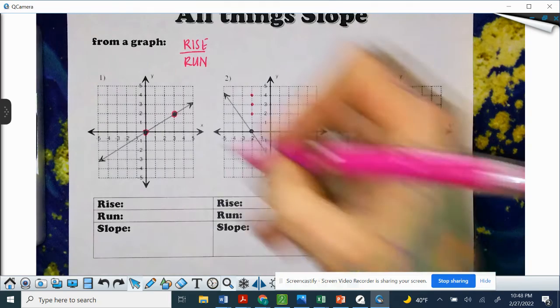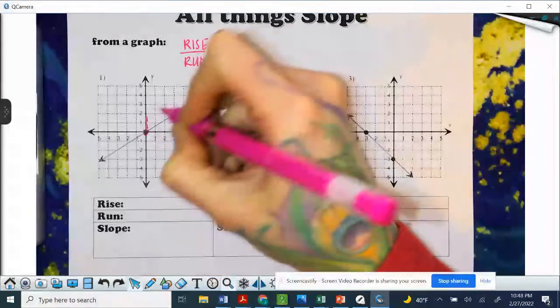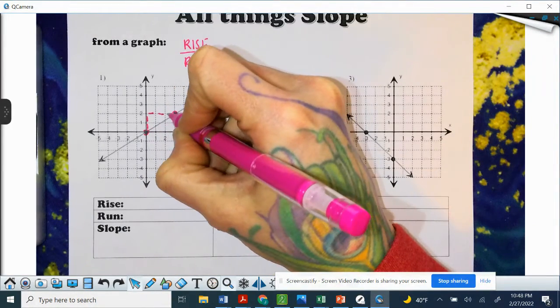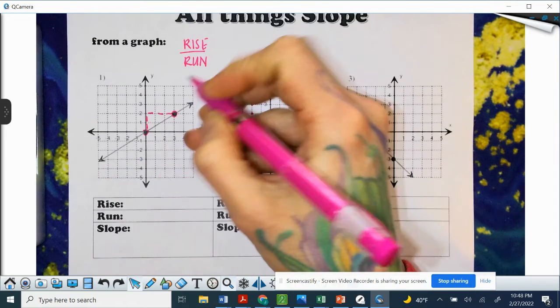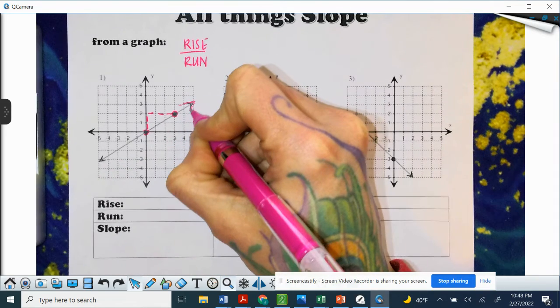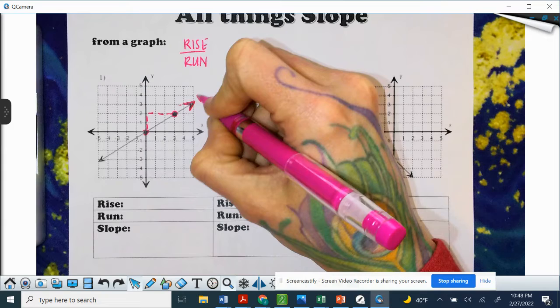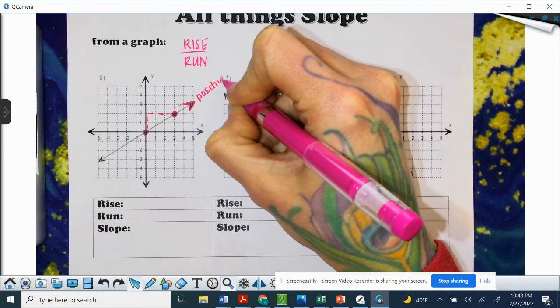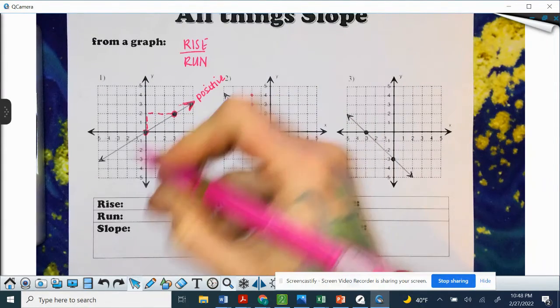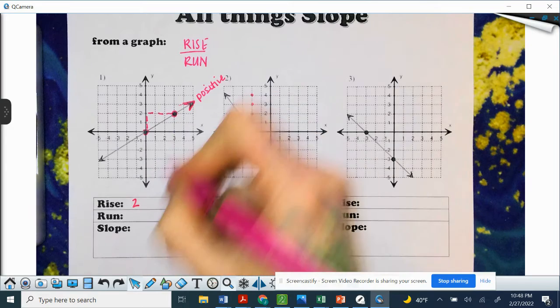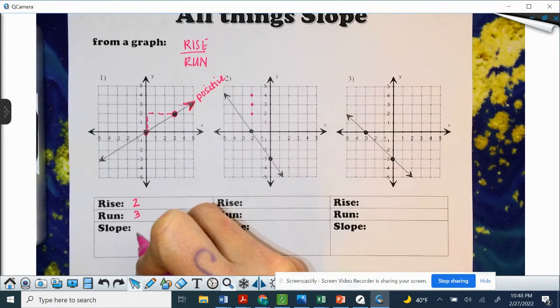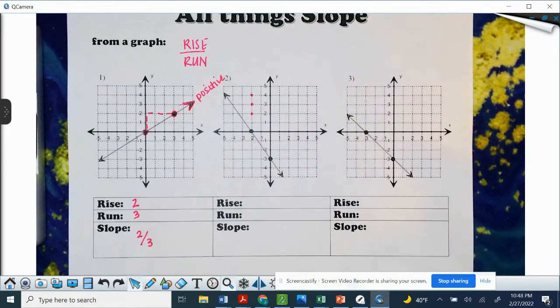So I'm going to count up 1, 2, and then over 1, 2, 3. This is a positive line because it's going up to the right. So this arrow lets you know it's a positive line. And we're going to go up 2. So the rise is 2 and the run is 3. So then our slope is rise over run.